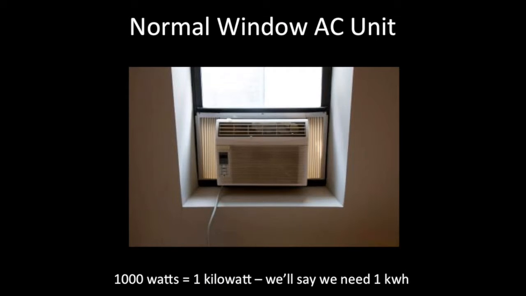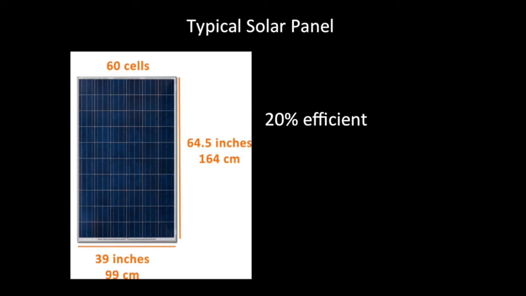A typical medium-sized window AC unit requires 1,000 watts to run, or 1 kilowatt. For her purposes, she assumes she needs a constant supply of 1 kilowatt hour. A typical solar panel has the dimensions of 164 centimeters by 99 centimeters. This means that the total area of one solar panel can be calculated to be 1.62 meters squared. It is also important to note that a typical solar panel has a maximum efficiency of 20%. In other words, a typical solar panel can only convert 20% of the solar irradiation received into usable energy.